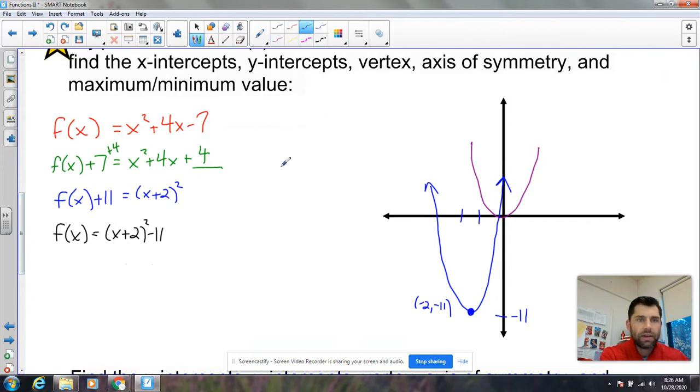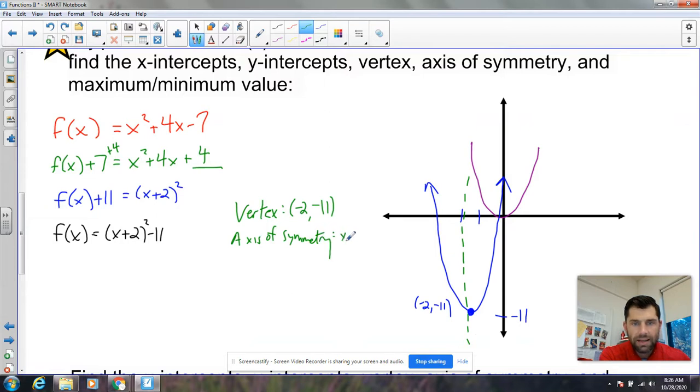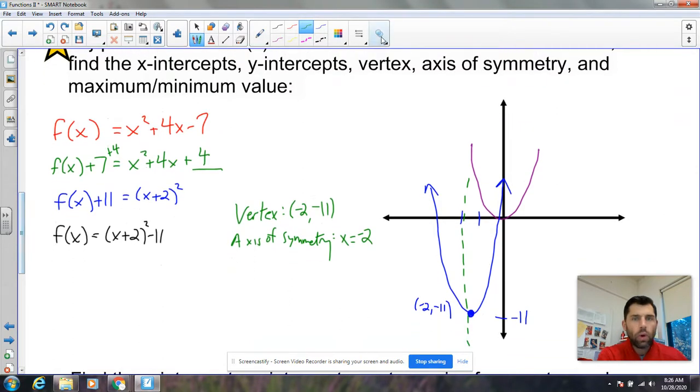So going through everything I asked you for, the vertex is negative 2, negative 11. The axis of symmetry, again, is this line that goes right through the vertex. It's that vertical line that cuts it in half. The axis of symmetry is x equals negative 2, that vertical line. And what else did I ask you for? The x-intercepts and the y-intercepts, right? So the y-intercept, let's work smarter, not harder here. The y-intercept is when x equals 0. All right. Yeah, I could plug that in down here.